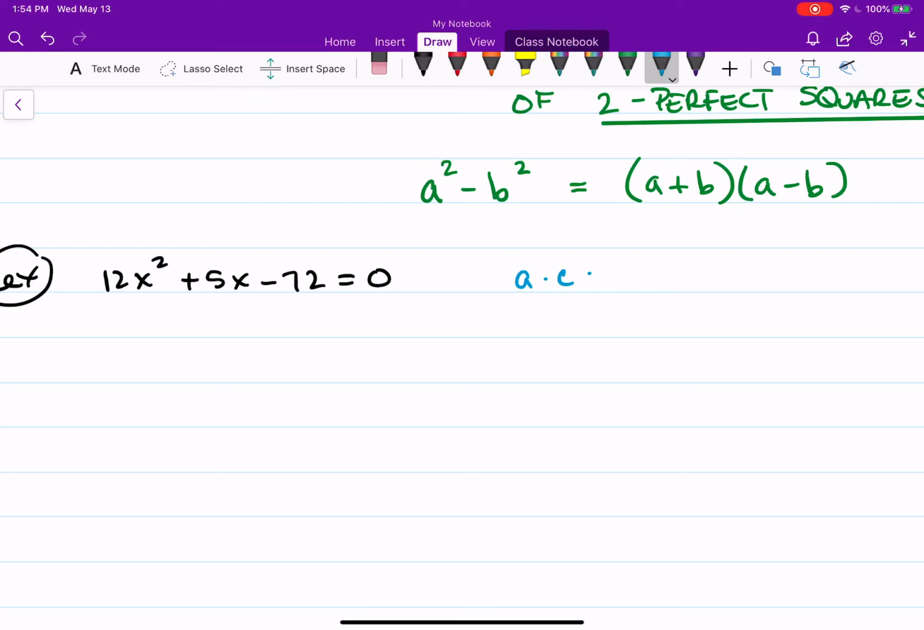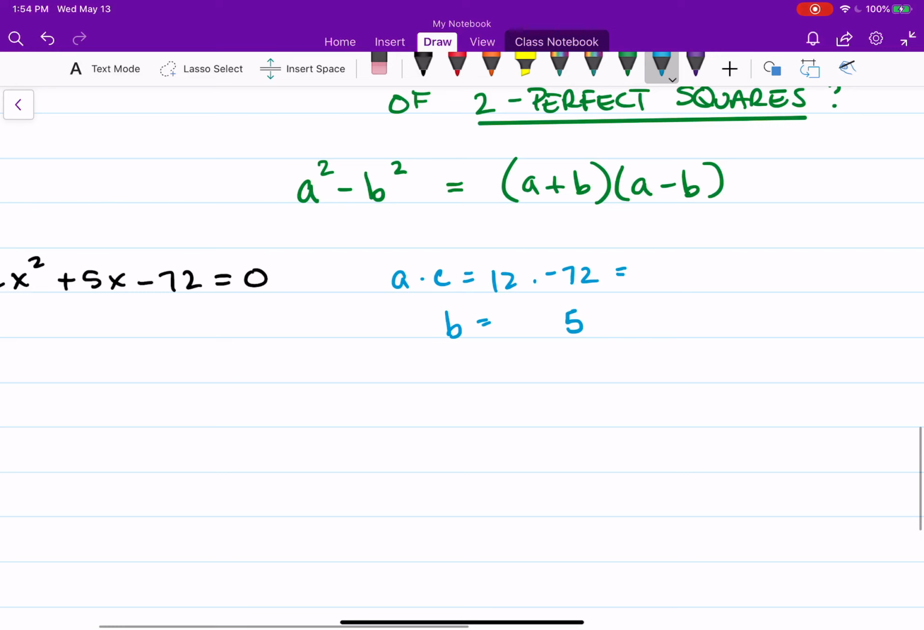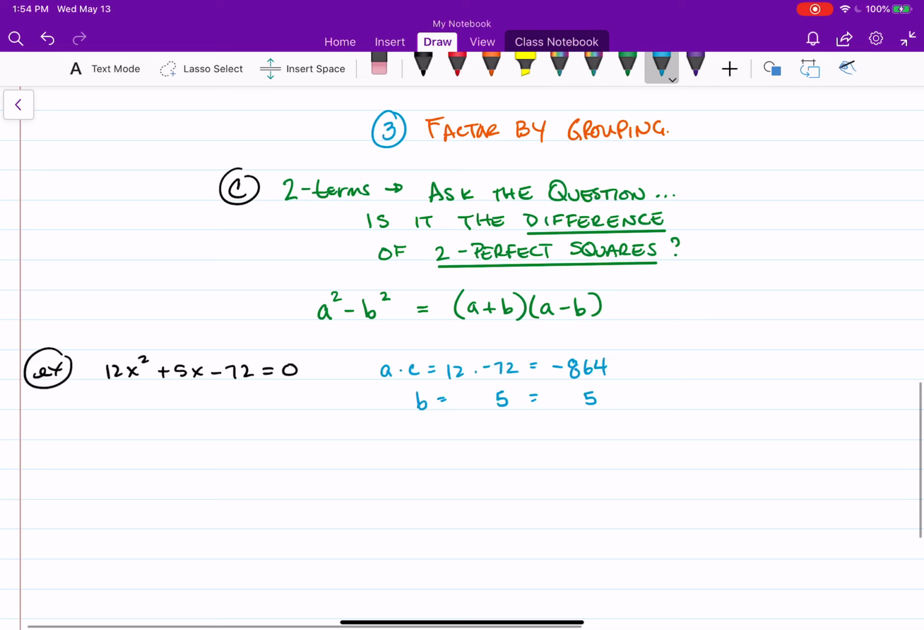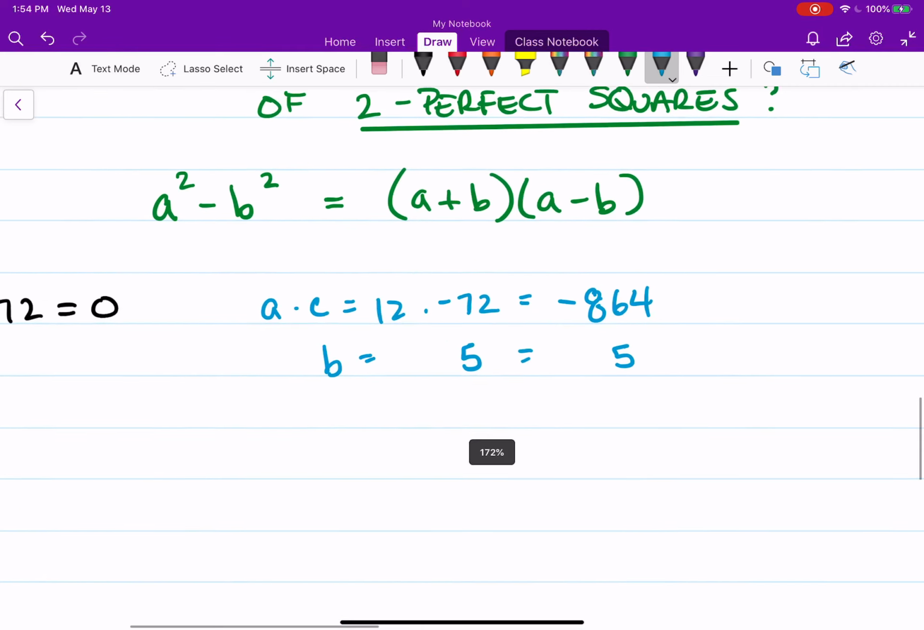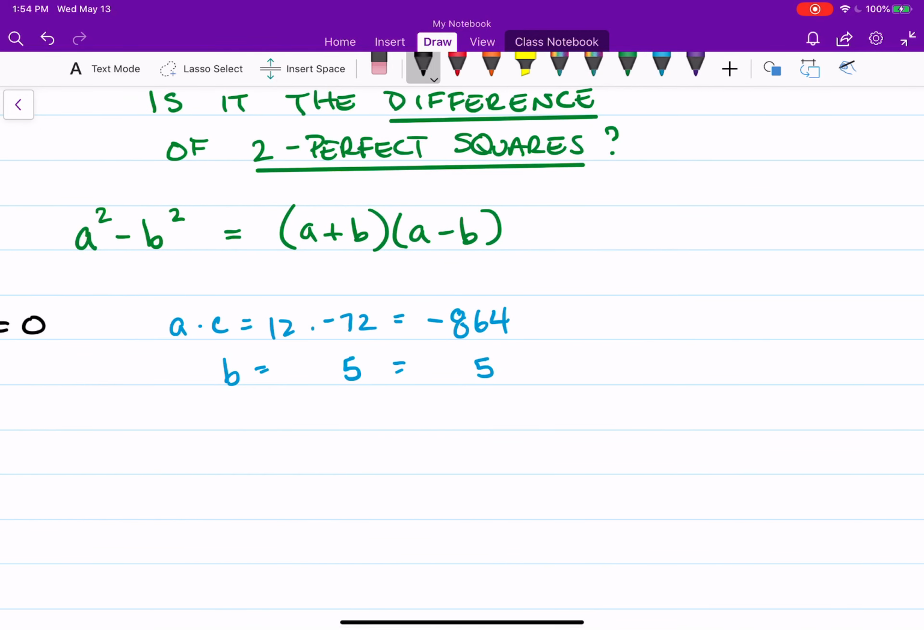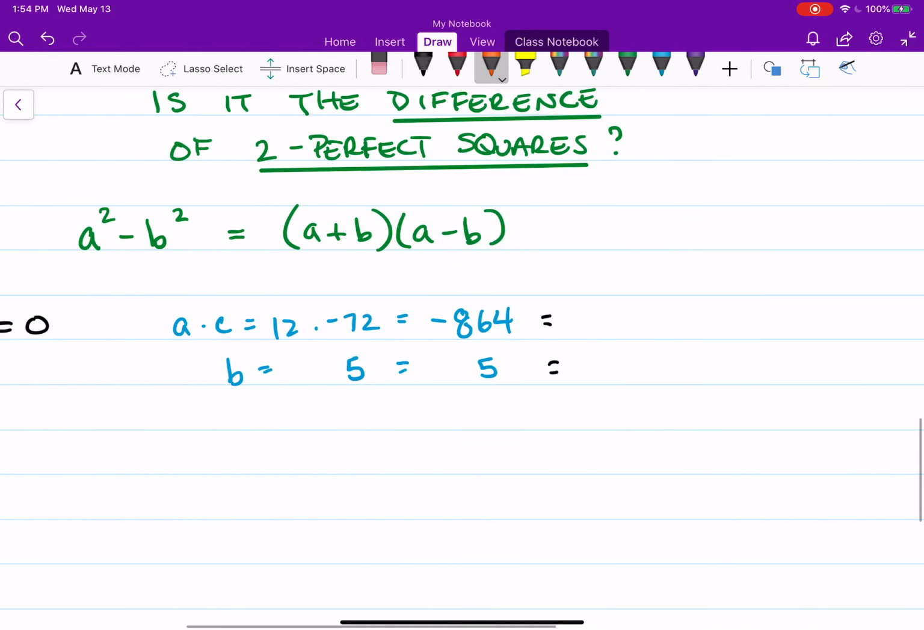So A times C is equal to 12 times negative 72. Big number. And B is equal to 5. Okay. So let's see what 12 times negative 72 is. 12 times negative 72 is negative 864, and my B is 5. Whoa, this one is huge. So we got a really big number, and we got to figure out what those 2 numbers are, right? So I got to find these 2 numbers here.